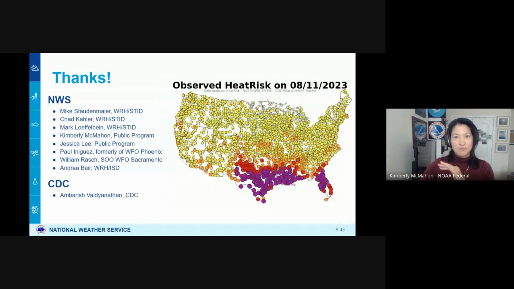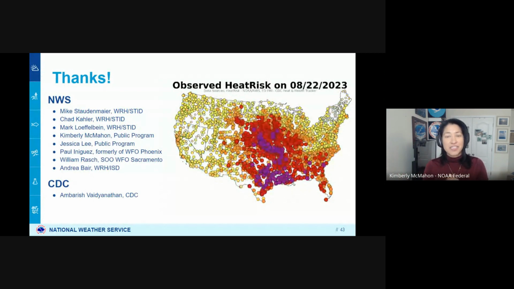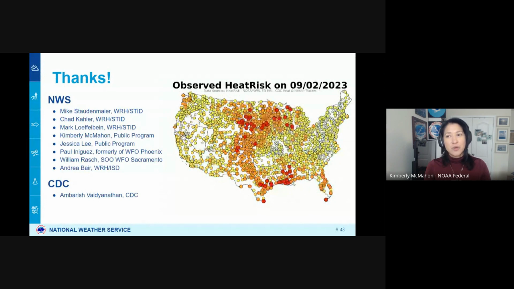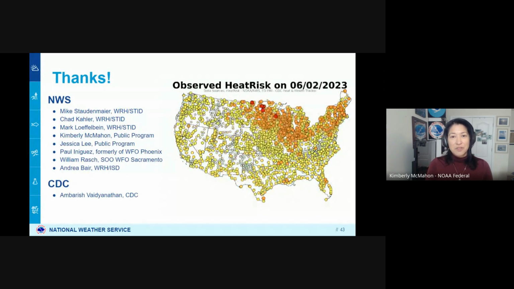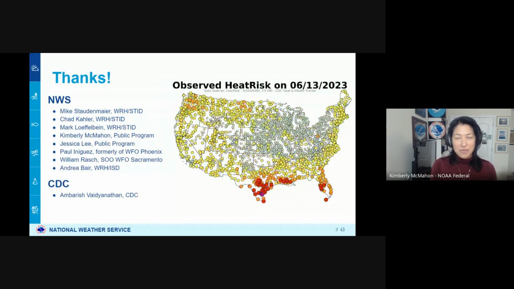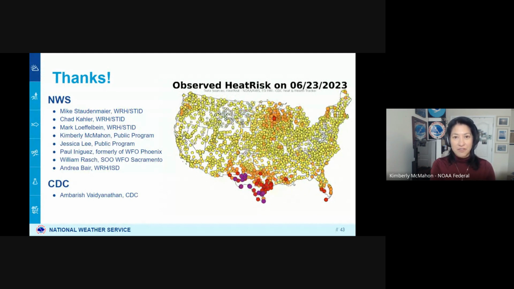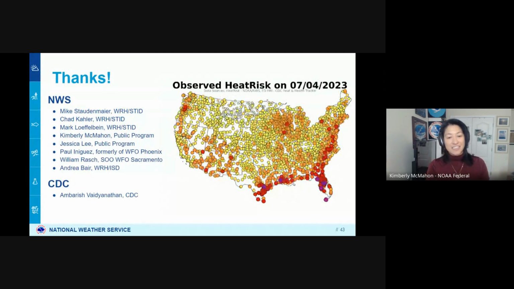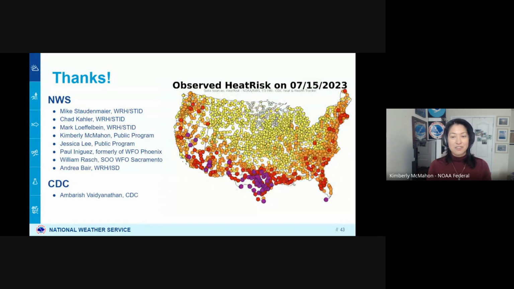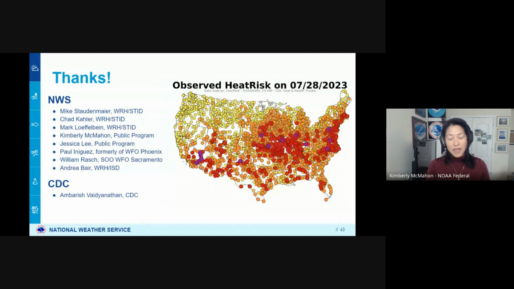This is actually maybe getting a little too into the weeds, but this is an effort that we were trying to do last year when we learned that we weren't going to be able to move forward with heat risk in 2023. And it's just taken that whole time for them to create a CONUS viewer.